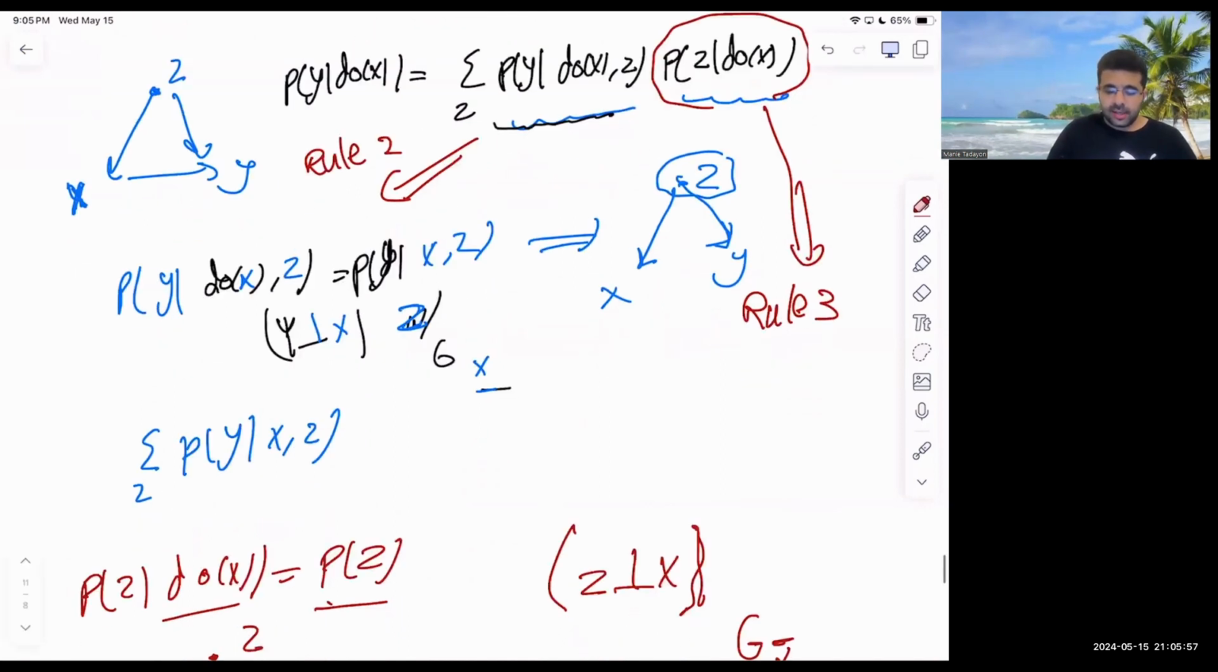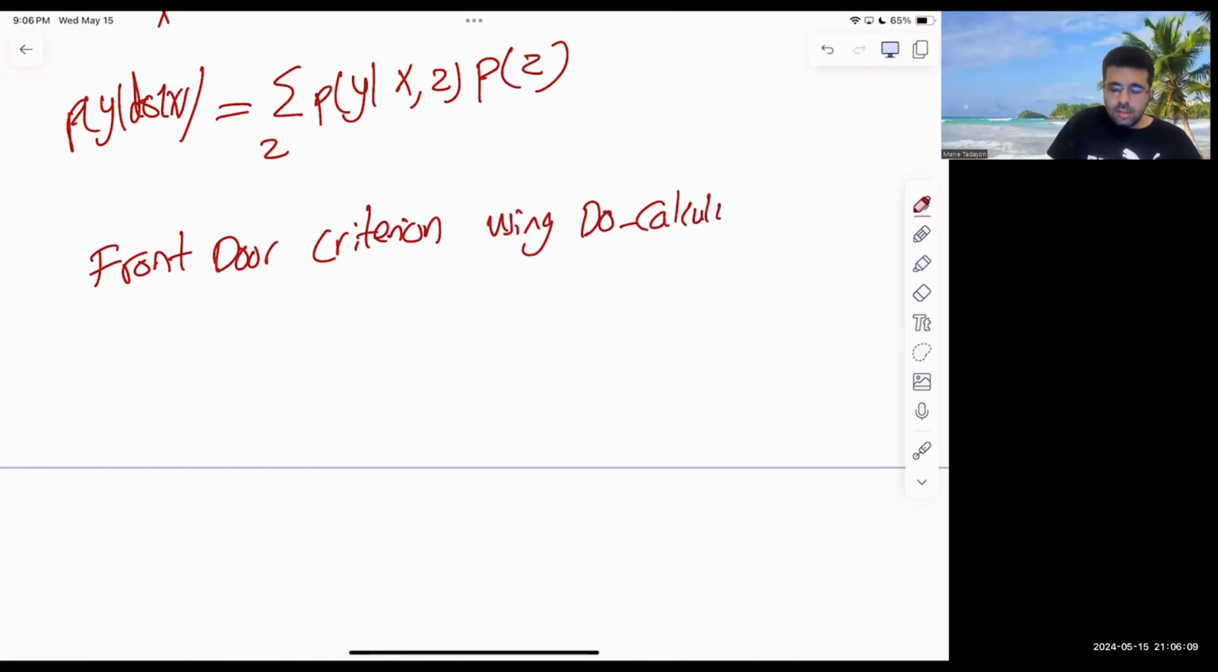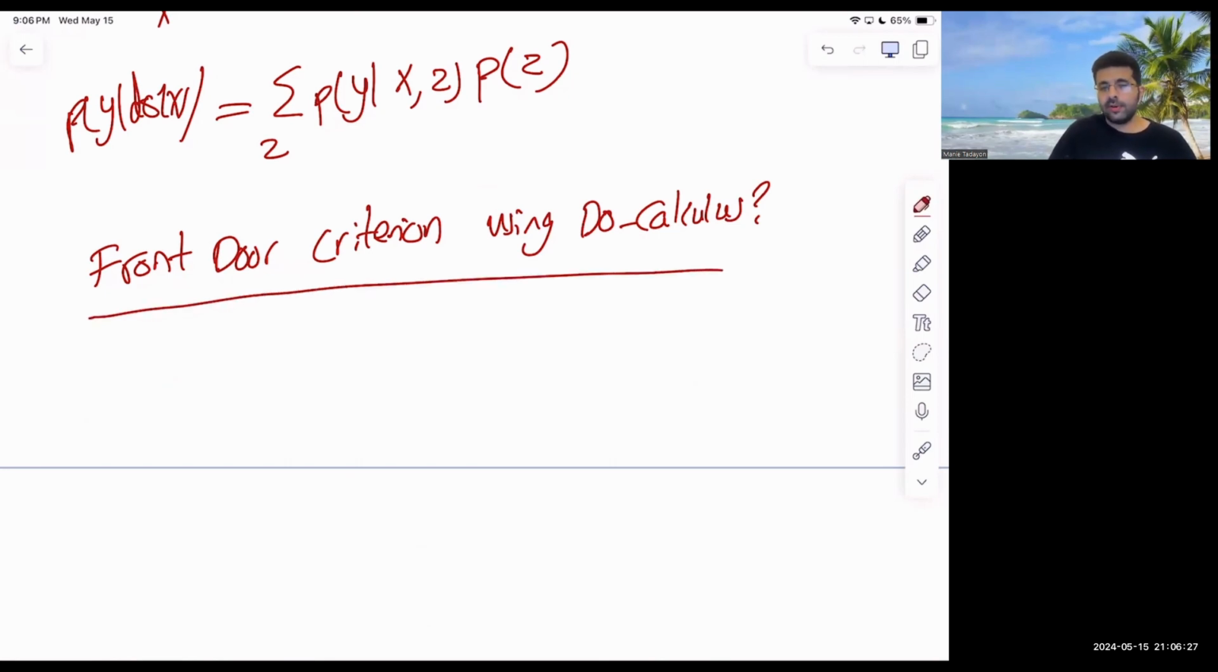So as an exercise, I want you to derive the front door criterion that we derived in part 2 using do calculus. Hint: you have to repeatedly apply rule 2 and rule 3, and it involves some marginalization as well. If you have a question, leave a comment under this video, and I can post a video on a derivation of the front door criterion using do calculus.